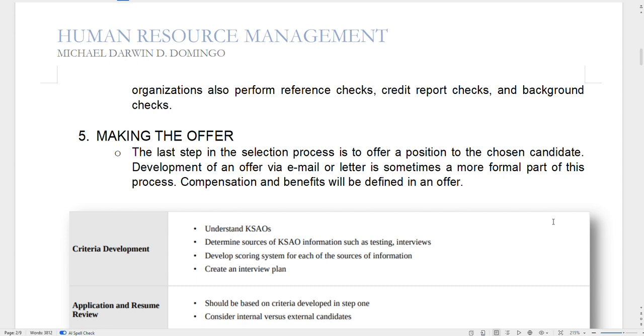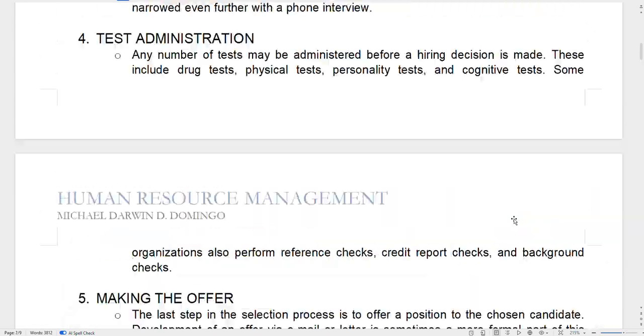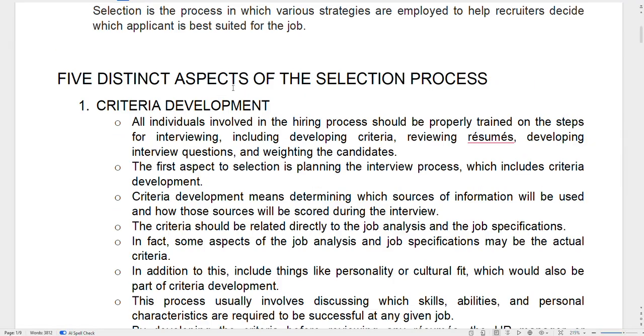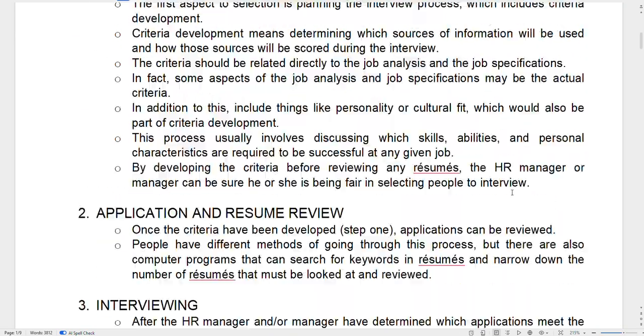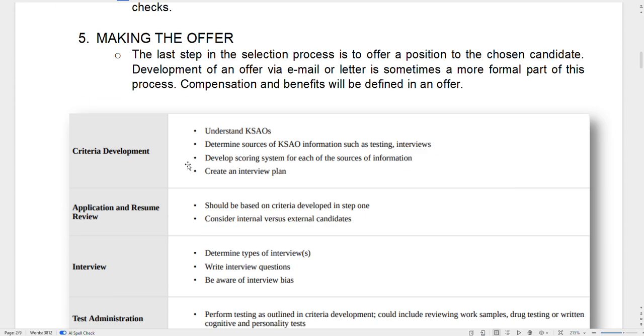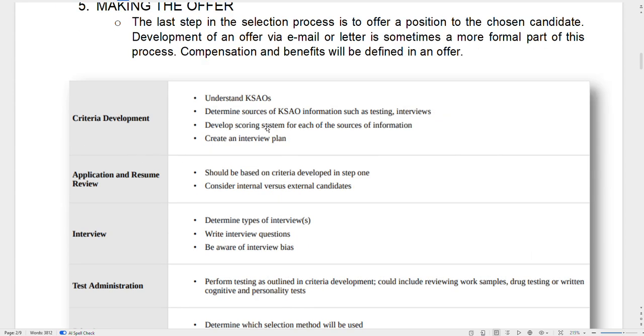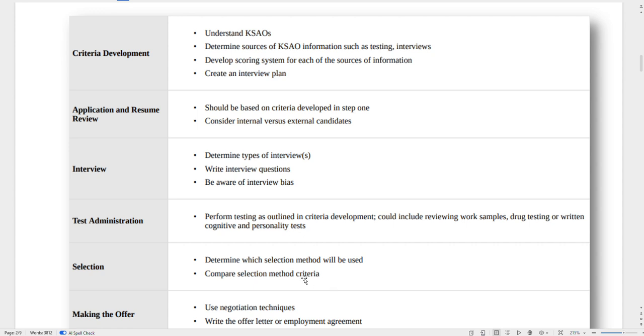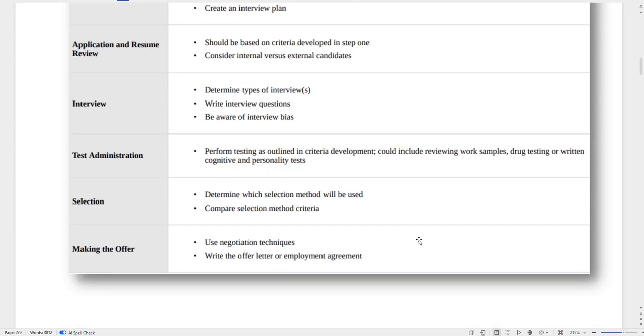Now, this is an example nung sa 5 na binanggit ko. Yung 5 distinct aspects of the selection process. So, tulad nito, number 1, criteria development. So, understand the KSAO. Determine sources. Develop scoring. Importante scoring. And then, create an interview plan. So, this one is for the application and resume review. This one is the interview proper. Test administration. Then, syempre, andun na yung selection nun. And then, making an offer. Okay, so yan yung dadaanan natin.